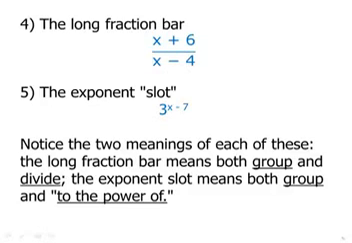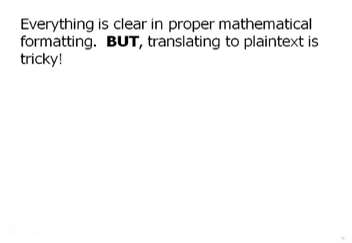And of course, all this is perfectly clear when we have things written in proper mathematical formatting. Everything's clear in proper mathematical formatting, but translating to plain text is tricky. Well, what do I mean by this? When you write an email or when you post something to a forum, of course, you're writing in plain text. When you're writing in plain text, you don't have full mathematical formatting available. And so this can lead to some problems.